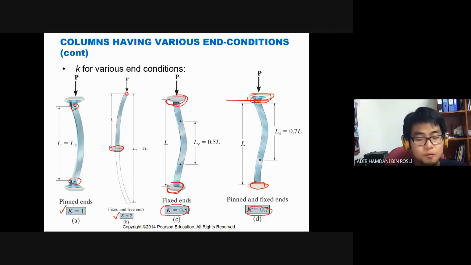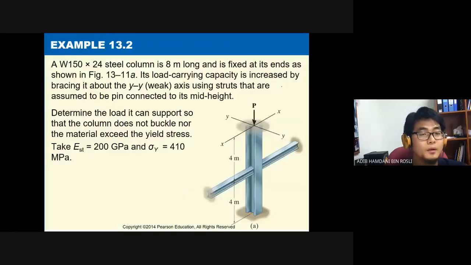To be more accurate, it's actually not 0.7, it's 1 over root 2. That's why it is about 0.7. Of course there are some other end conditions, but these four are the most common ones. Okay, now we go to the next example.